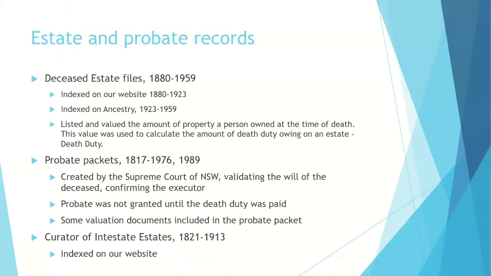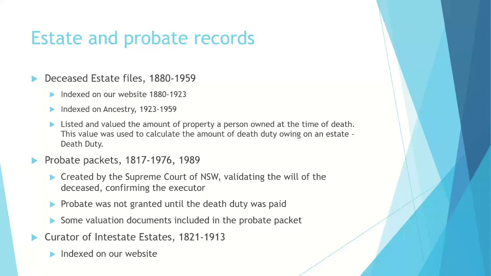And finally, of course, following life through, we've got our deceased estate files, our probate packets, and our intestate estate packets. So the deceased estates are to do with the government working out the value of someone's property at the time of their death, so how much they owned in dollars or money terms, to work out the amount of death duties that would be payable on that estate. So it listed everything the person owned at the time of their death to work out how much death duty should be paid out of that estate before it was passed on to the heirs.